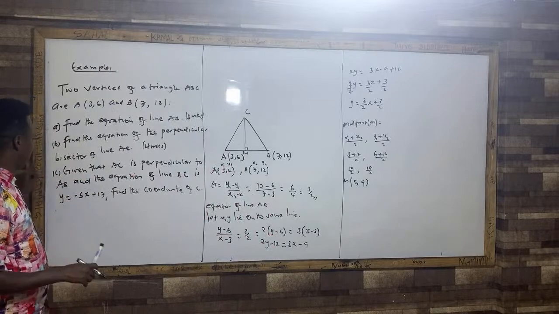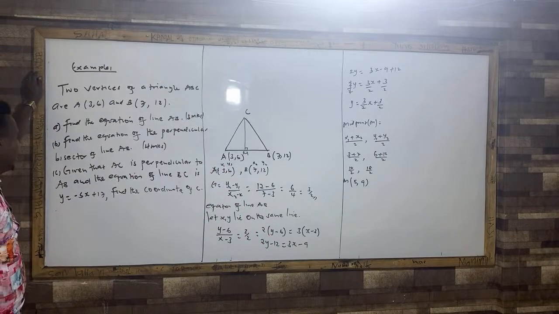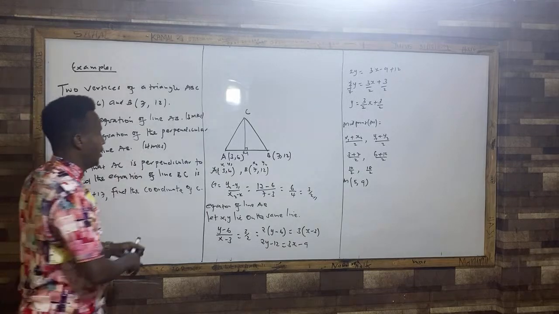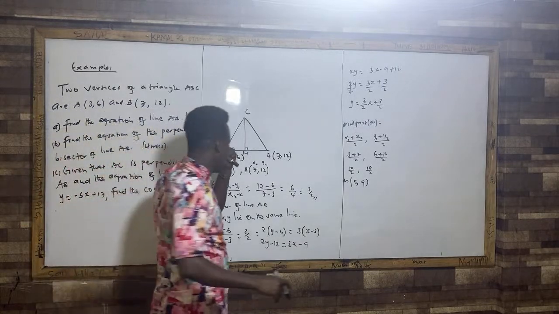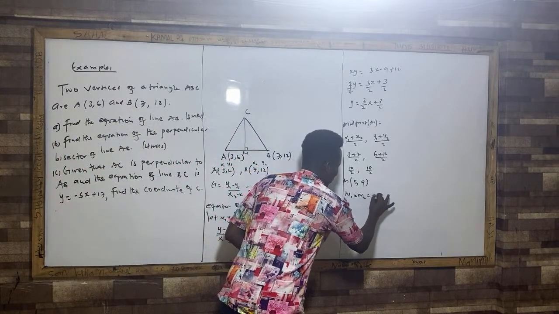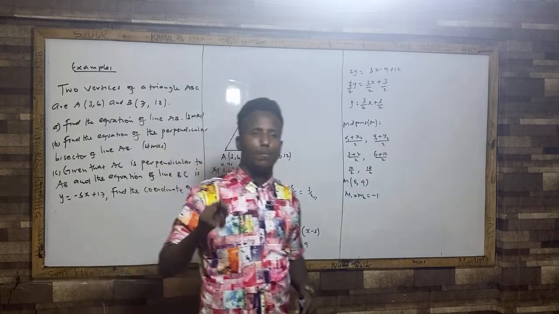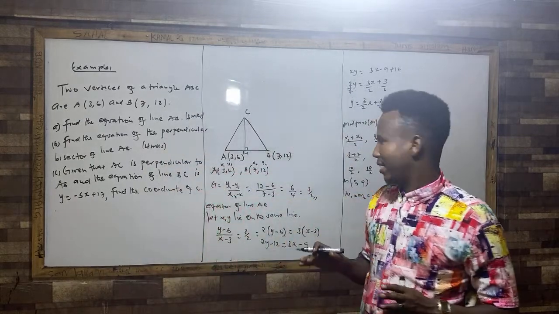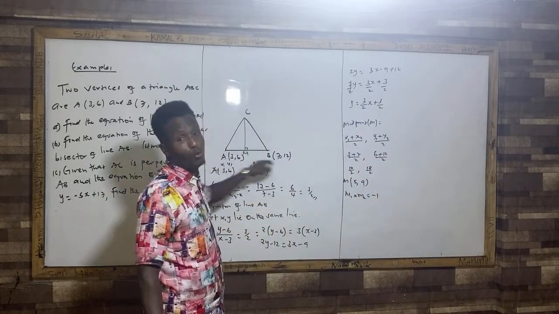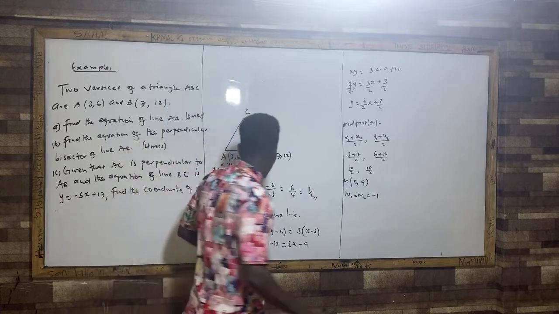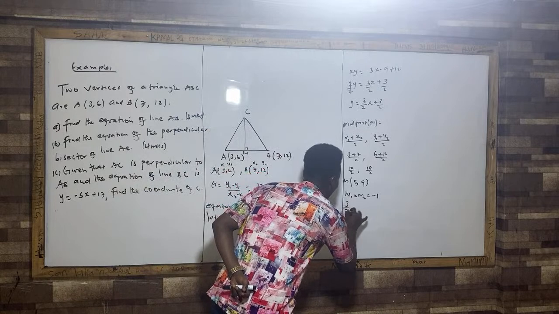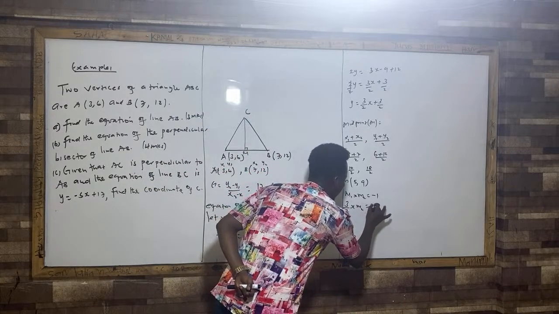Our target is to get the equation of the perpendicular bisector, which carries 4 marks. This is the line here, CM. So I'll say M1 times M2 is equal to -1 to get the gradient of the perpendicular line. Please understand, my M1 is this one, because the line CM is perpendicular to AB. And the gradient of AB is what? 3 out of 2. So I'll say 3 out of 2 times M2 is equal to -1.